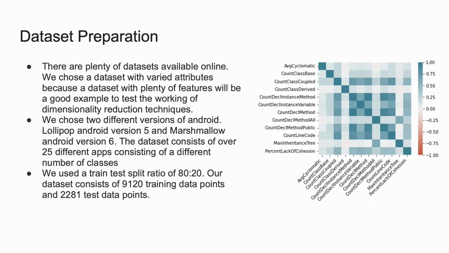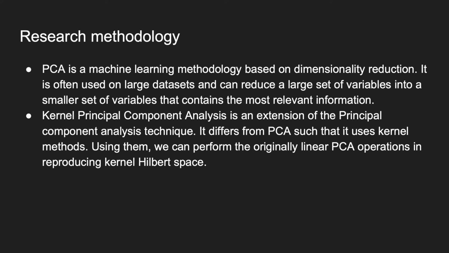We used a train-test split ratio of 80-20. Our dataset consists of 9,120 training data points and 2,081 test data points. For the research methodology, the methods that we have incorporated are, first, PCA, a machine learning methodology based on dimensionality reduction. It is often used on large datasets and can reduce a large set of variables into a smaller set of variables that contains the most relevant information.